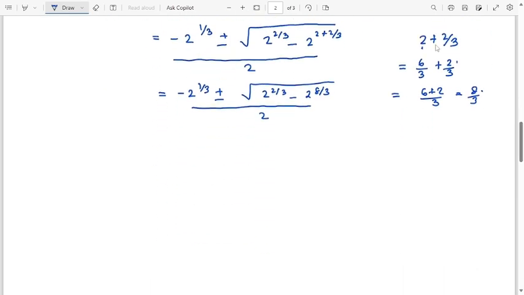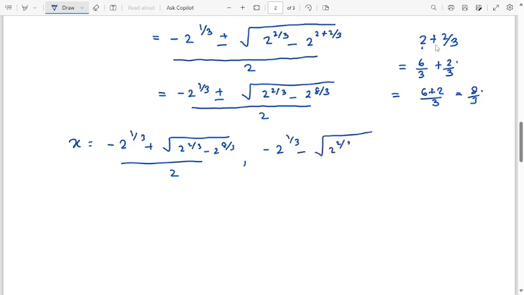So we have two roots. One is −2^(1/3) plus the square root term over 2, where we consider only the positive sign first, and then we will consider the negative sign. Another solution for x is −2^(1/3) minus √(2^(2/3) − 2^(8/3)) over 2. So for case 1 we get all the solutions. Now we are moving to case 2.